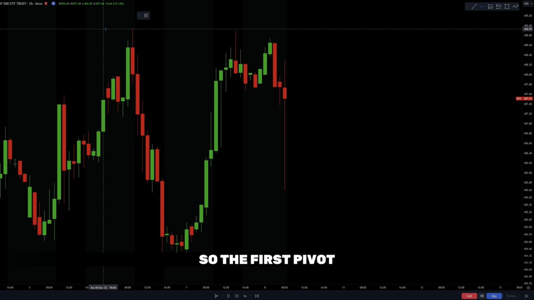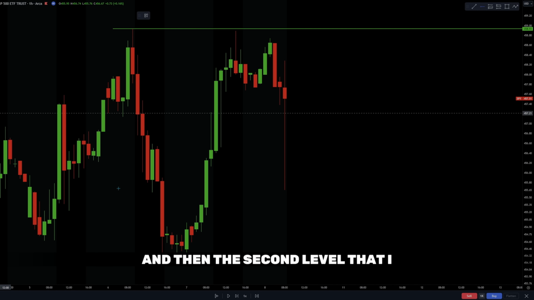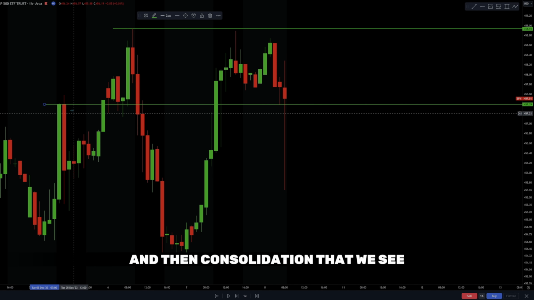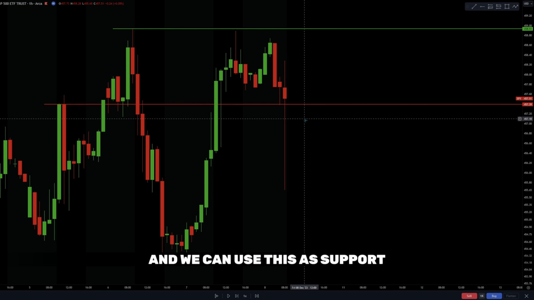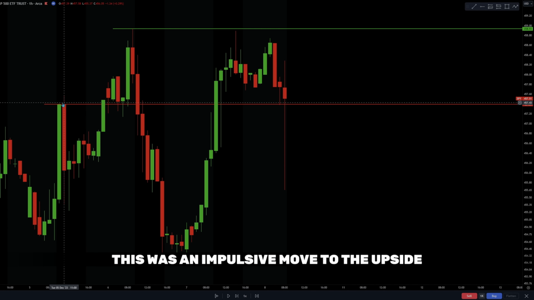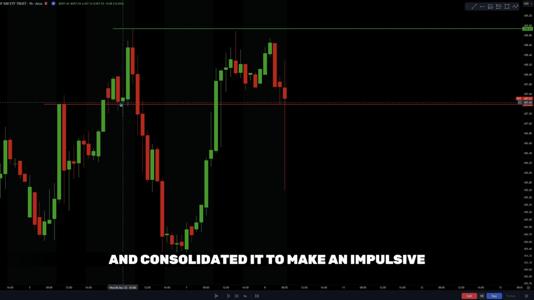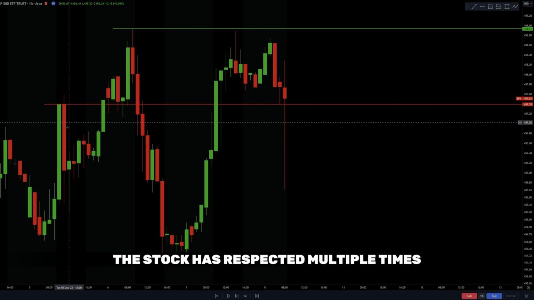So the first pivot level that I see here is this high that we made. This is the high on the chart so far. And then the second level that I see is this previous high and then consolidation that we see. We can mark this out as red because we're currently above this and we can use this as support. As you guys can see here, this was an impulsive move to the upside. We rejected, showing that sellers were strong here, and then we broke out and consolidated to make an impulsive move to the upside. So this is a level that the stock has respected multiple times.